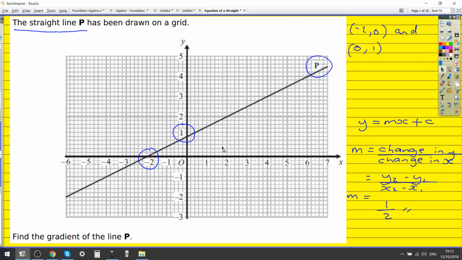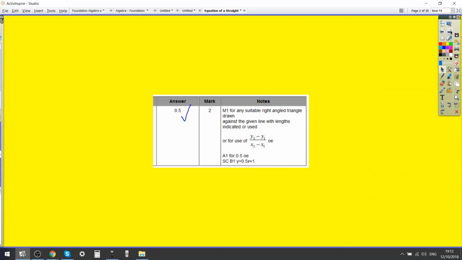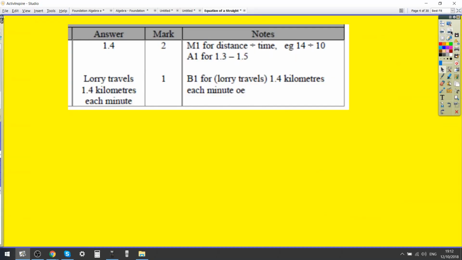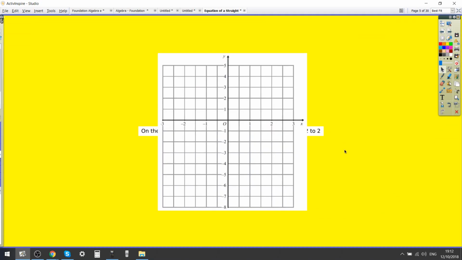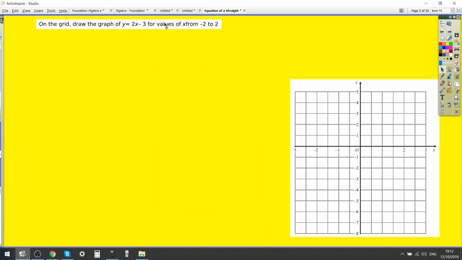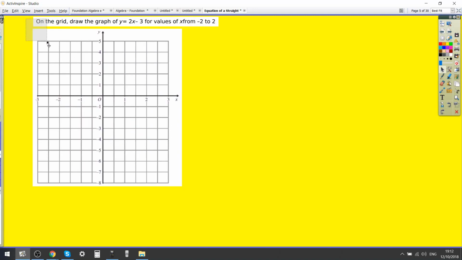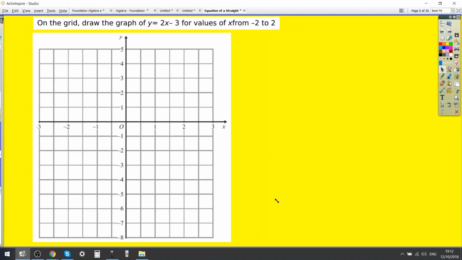And so, when I said with this previous one what this a half means, for every one right, it goes a half up. One right, a half up, one right, a half up. And it's the same thing here. For every 1 minute, it goes 1.4 kilometers. Okay. Any questions about that previous one? No, I don't think so. Okay. Any idea how you do this?